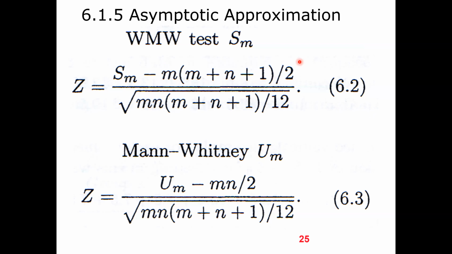The mean and standard deviation of SM are here. And then the mean and standard deviation of UM are here. So with mean and standard deviation, we can always convert a statistic into z-value, and then use the z-table to get the p-value and confidence intervals. So this is useful especially when we have tie data. We better use an asymptotic approximation, right?